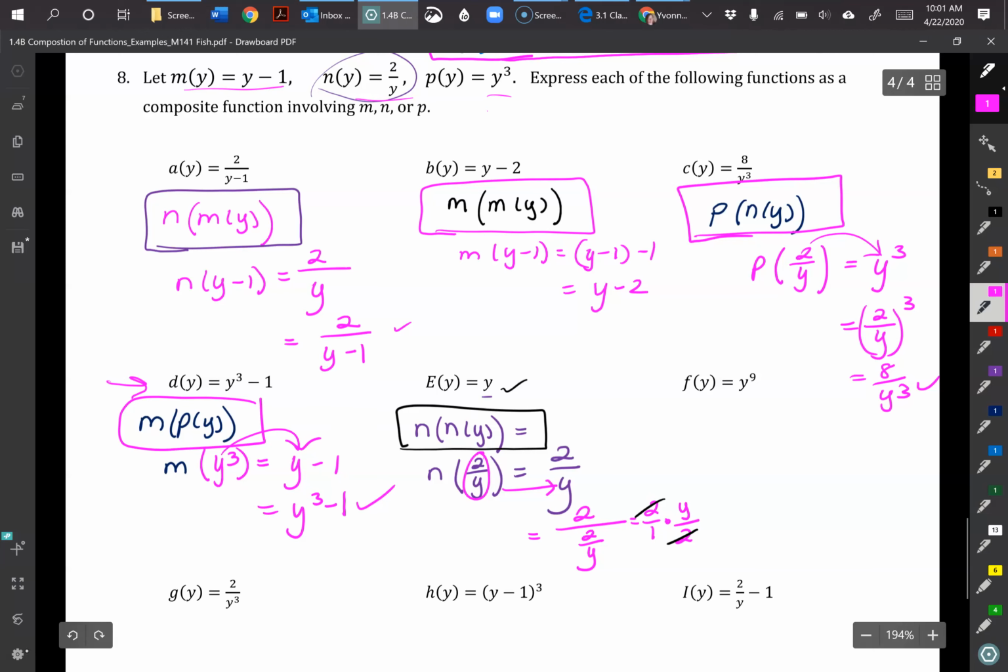Some of them are easier than others. The f of y equals y to the 9th. I'm just going to guess that would be p of p of y. Tongue twisters here. So let's just quickly check it. We would have y cubed that we're plugging in. p of y cubed equals y cubed, so plugging that in for y here, we get y cubed raised to the 3rd power equals y to the 9th. And that's exactly what we have here. So that's all good. So make sure you mark your answers on that.